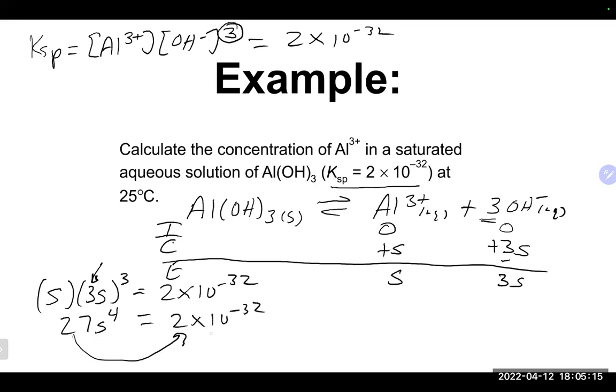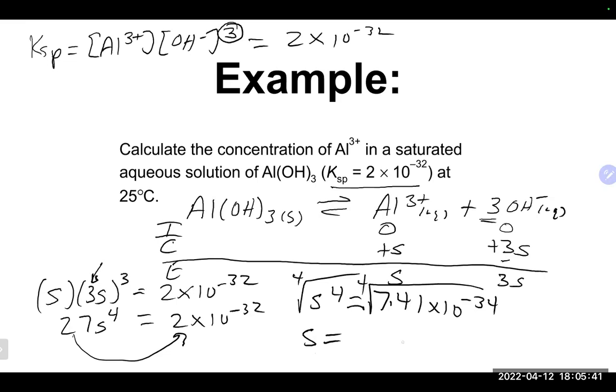We're going to send the 27 over to that side. And that will get us S to the 4th is equal to like 7.41 times 10 to the minus 34. This is the 4th root action we need to do here. Yes, on both sides. That's going to give us an S.